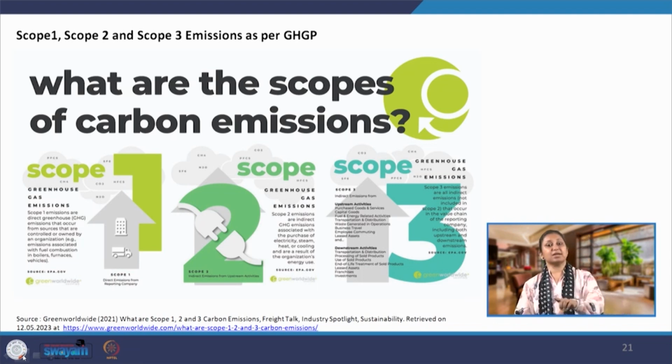So, the emissions that are happening because of the transportation fleet that we are talking about are direct emissions. Scope 2 emissions are the indirect emissions that are associated with the purchase of electricity or fuel or heating or cooling in the assets which are owned by the company.